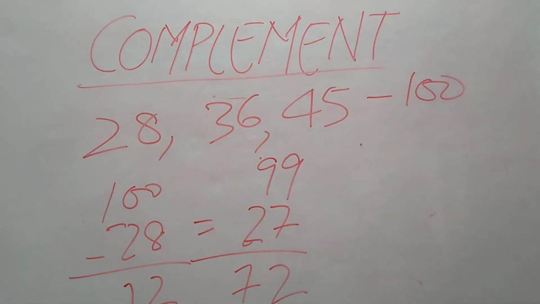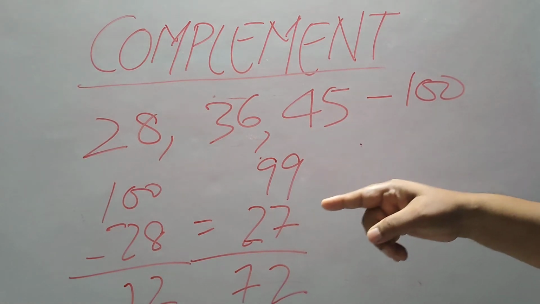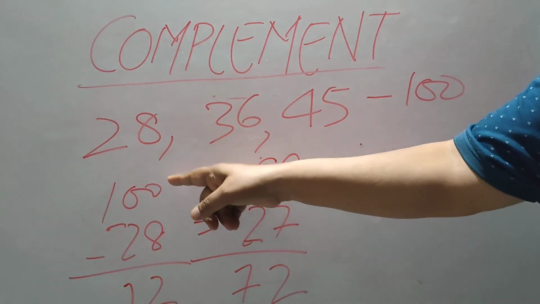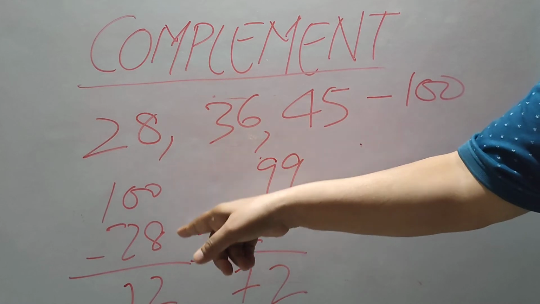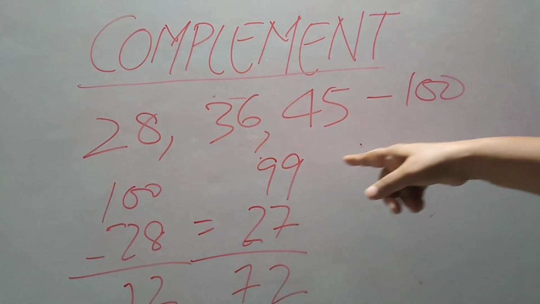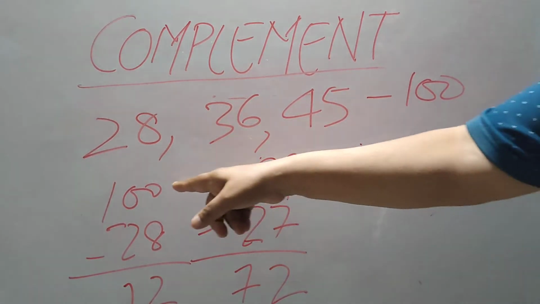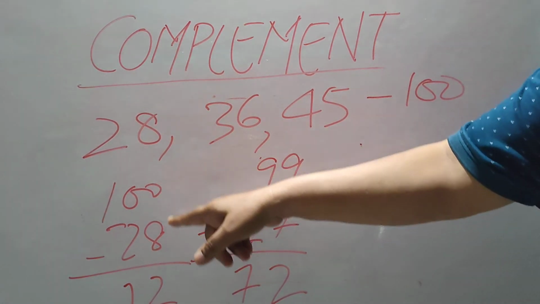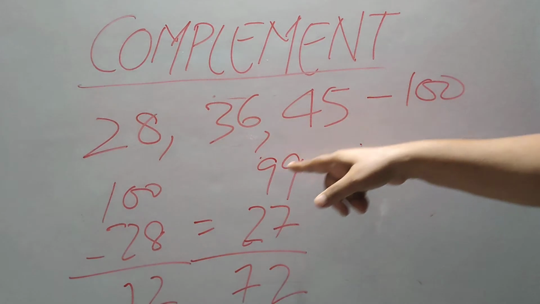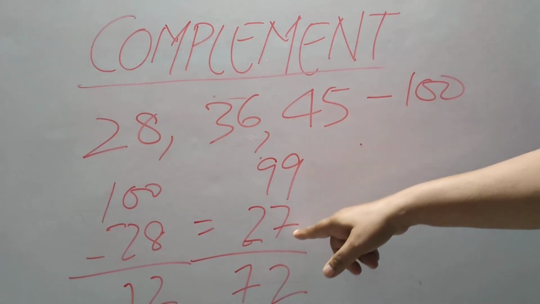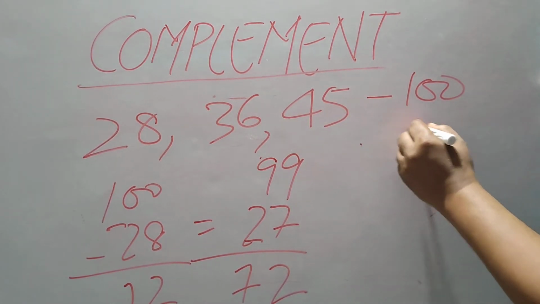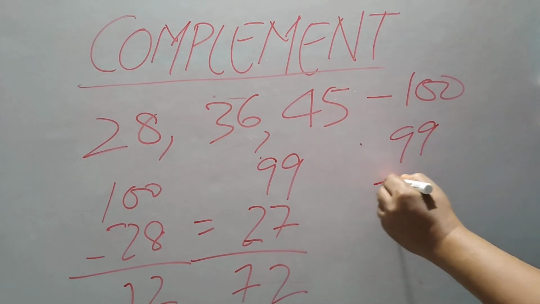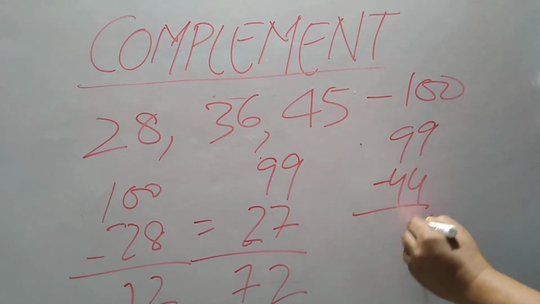What I am trying to show is, as per the rule of subtraction, if you are subtracting 1 from the minuend and then from the subtrahend also, the result will be the same. 100 minus 28 is equal to 99 minus 27. So those who find it difficult to subtract from 100, they can write the number in this way, 99 minus 27. In the same way, I can write down 99 minus 44. So the complement will be the same.